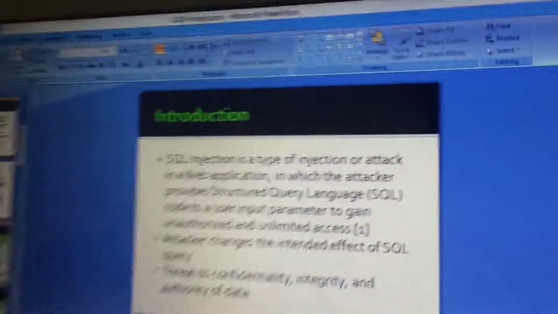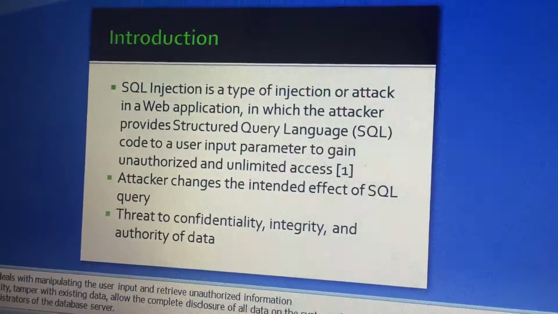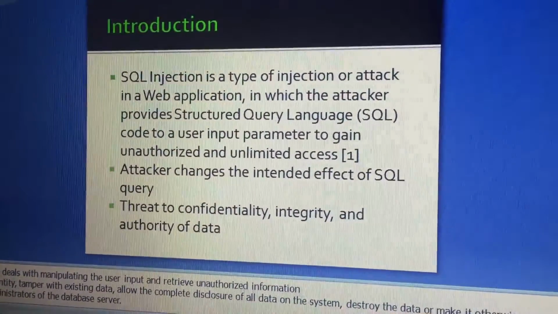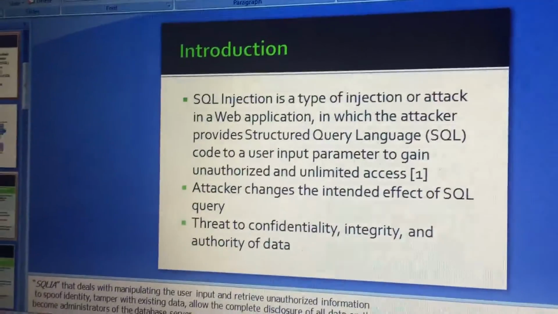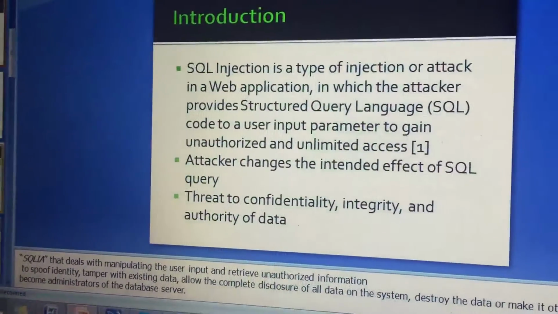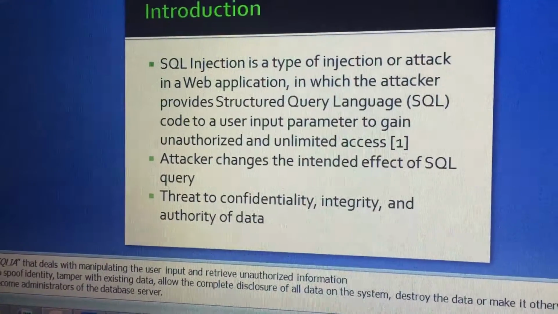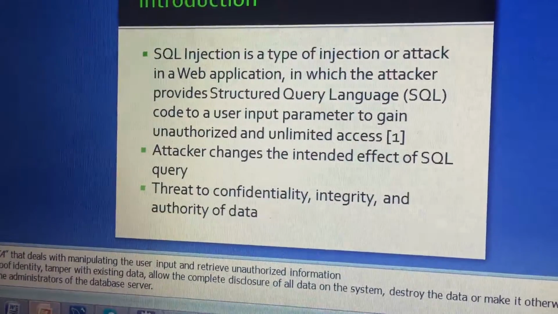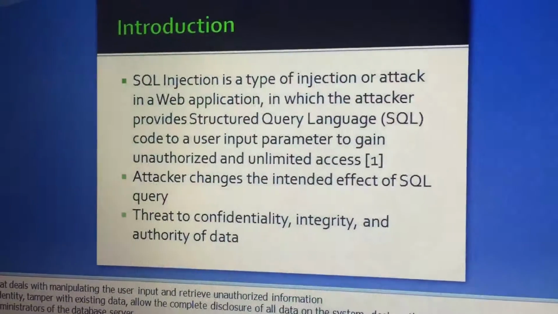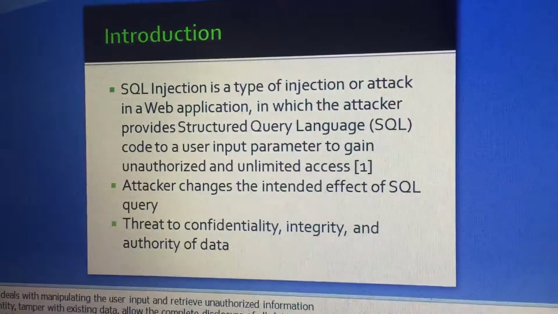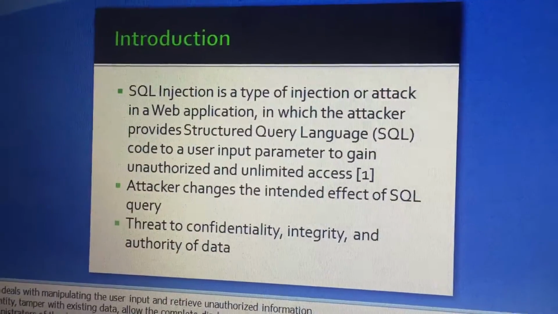SQL injection is a type of injection attack in which the attacker can provide malicious code to the user input parameter in order to gain unauthorized access. With the help of SQL injection, an attacker can not only reveal your database to the public, but also modify various data in your database. As information is a very important asset to an organization, any tampering with the database can result in serious damage to the reputation of the company.